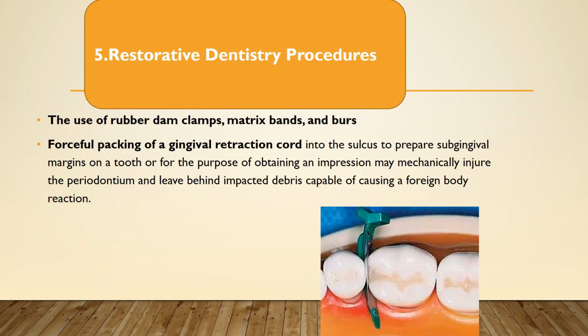Next, coming to restorative procedures. In restorative dental procedures, as you know, there can be use of rubber dam clamps, matrix bands, burs. These can all injure the gingiva and lead to inflammation. And also, definitely, the forceful packing of a gingival retraction cord into the sulcus to prepare subgingival margins on the tooth, or for the purpose of obtaining an impression, may mechanically injure the periodontium and leave behind impacted debris capable of causing a foreign body reaction.